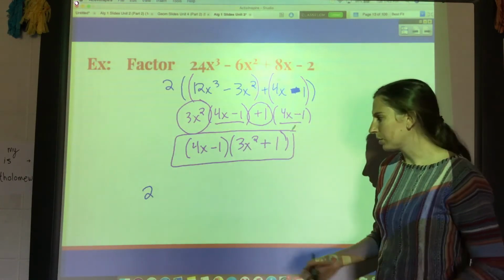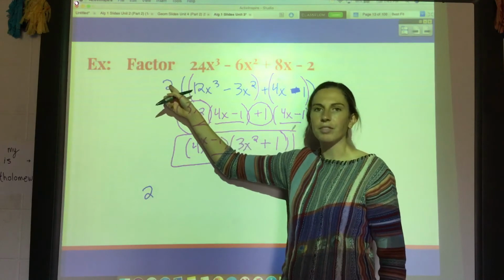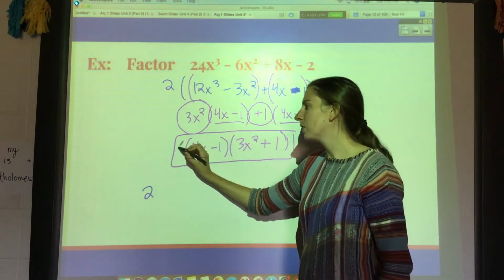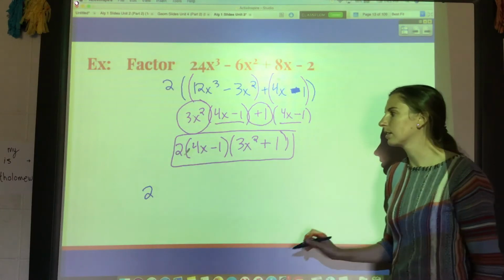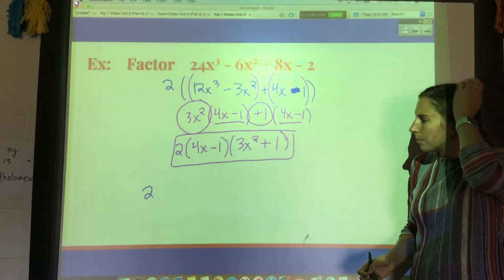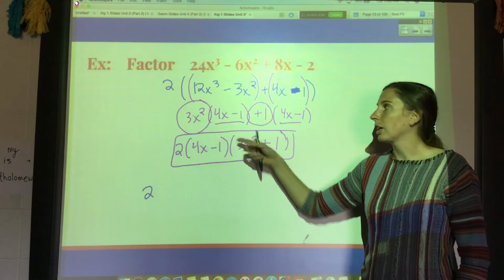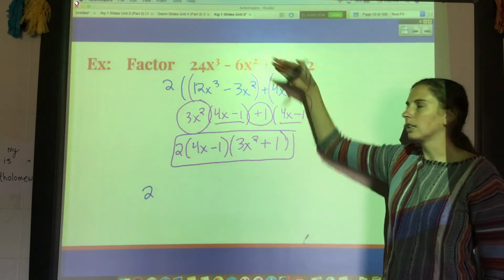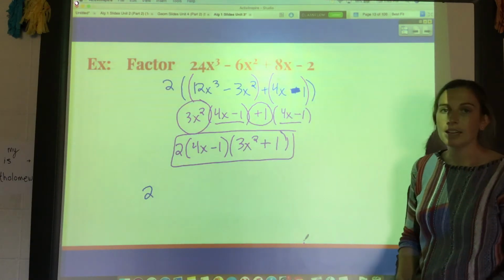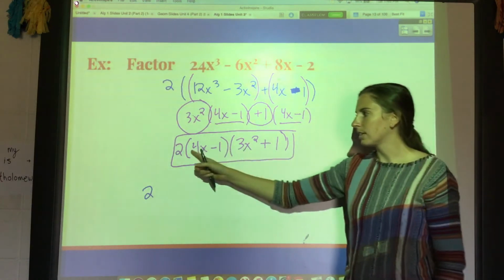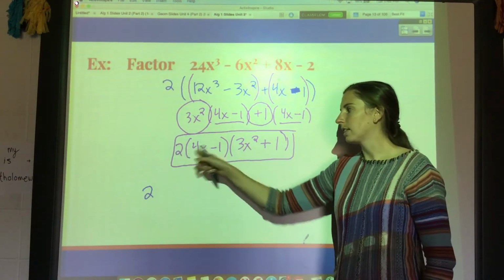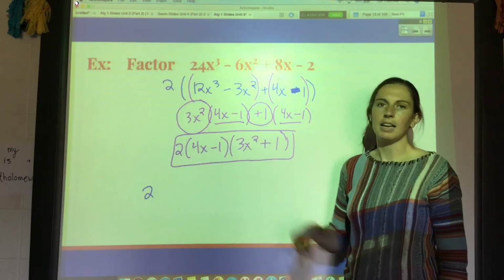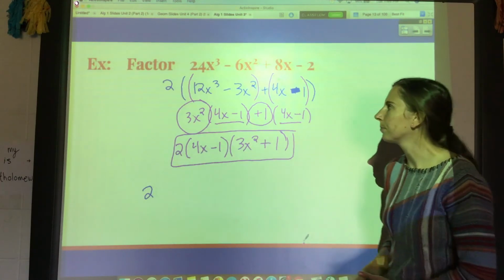Be careful, I almost forgot it. There was a 2 that we factored out from the very beginning, so that 2 needs to still be in the very front, in front of the parentheses. Again, you could multiply it out and check your work if you wanted to. Make sure you get back to the original. You could do that in any order. So you could multiply these together, then multiply it by 2, or you could multiply these together and then multiply it by this last one, because commutative property.